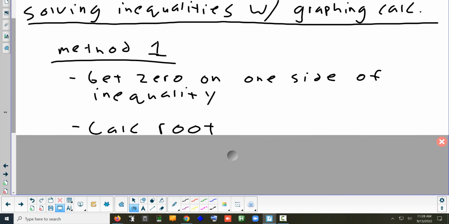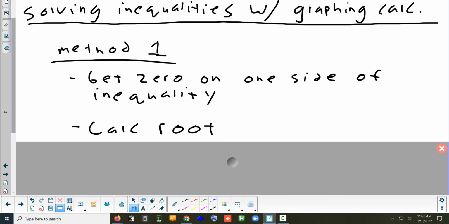So, solving an inequality with a graphing calculator. There's really 2 ways we can do it. And this is helpful when we start to get into inequalities that might not be linear, like something with a cube root, something to a 3rd power or a 5th power. That starts getting more complex. So one way is kind of like you're solving a quadratic. Get everything on one side, and then calculate the root.